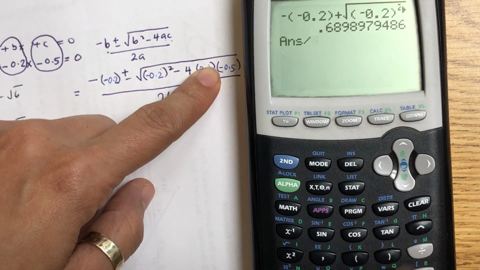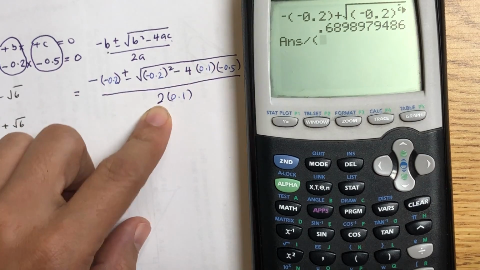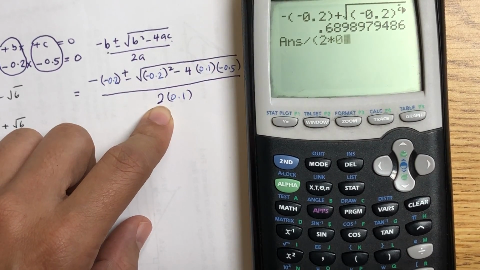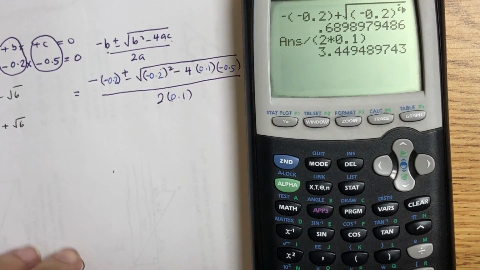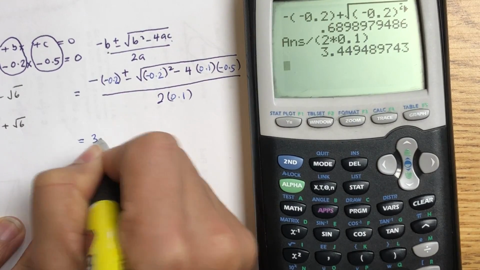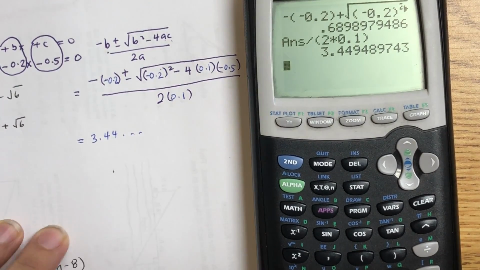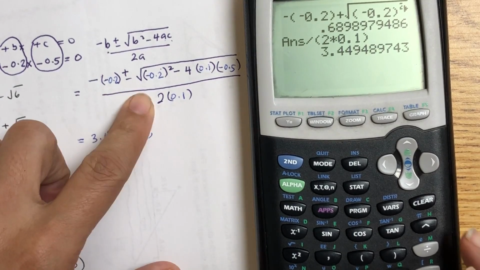Then you're going to divide it by the bottom in parentheses. So the bottom in parentheses is 2 times 0.1. Close your parentheses. The bottom in parentheses. So that's your first answer. 3.44 blah, blah, blah. And then my second answer is the same thing with a minus.